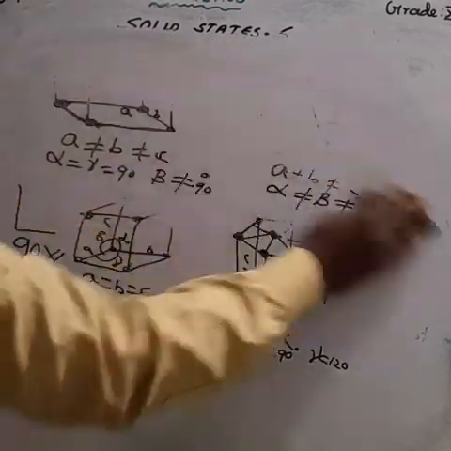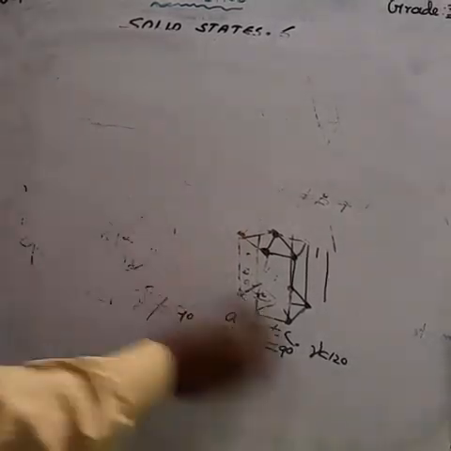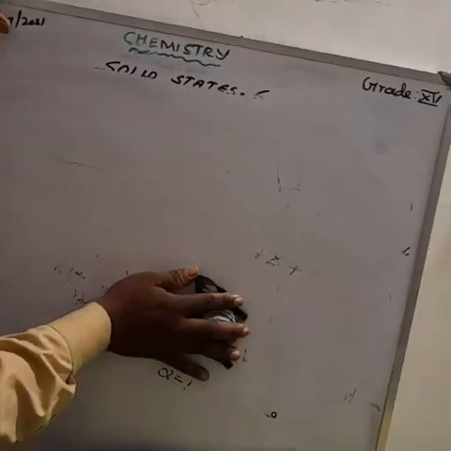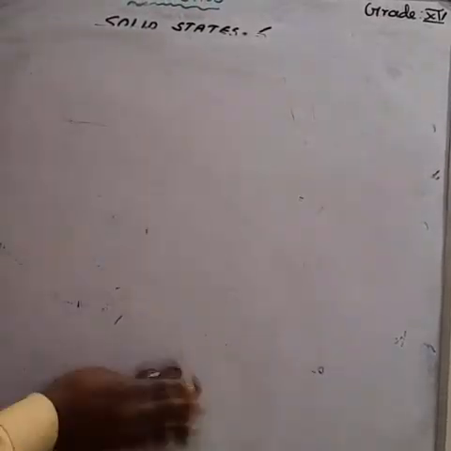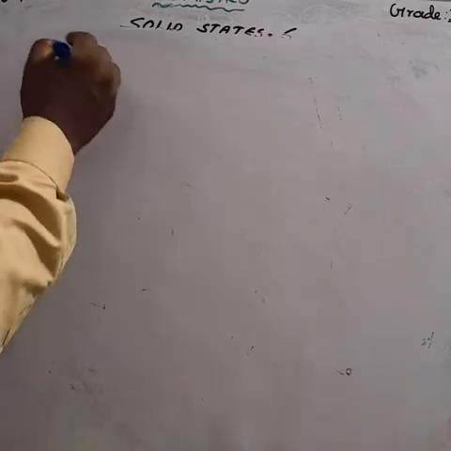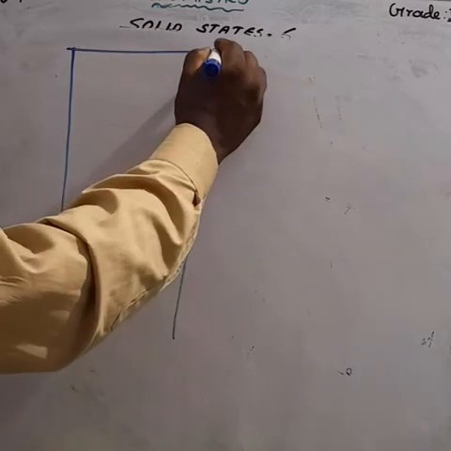Let us create a small tabular column for easy understanding. Try to memorize this tabular column, then we can draw the diagram easily. First, the tabular column: make it three columns.